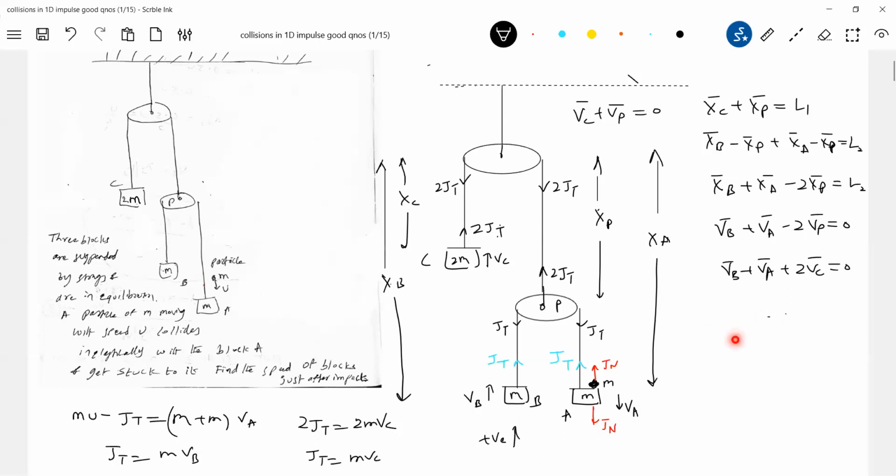I don't have space here, so let me proceed here. VB is Jt by m. Substitute VA as negative, because VA is negative. You have to substitute with sign because these are vectors. So minus of u by 2 minus Jt by 2m. VC is Jt by m. Solve this and you'll get the expression for Jt. Substitute that value of Jt and you'll get the required speeds.